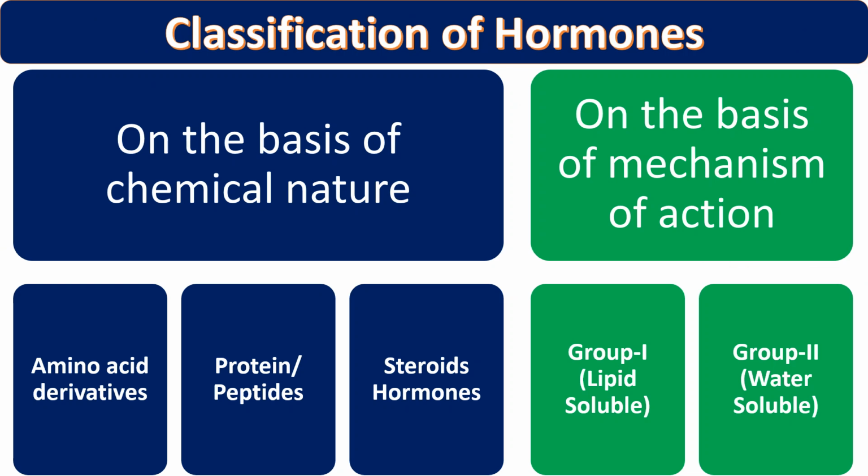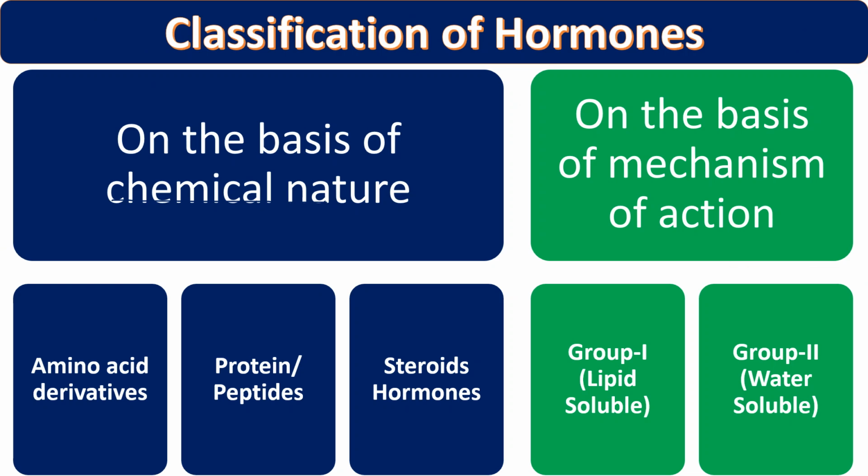These hormones, whatever hormones we have seen just now, are going to be classified into different categories. Normally we classify hormones on two important criteria. First, on the basis of their chemical nature, and second, on the basis of their mechanism of action. So the first classification is on the basis of chemical nature. On the basis of chemical nature, we are going to divide them into three categories.